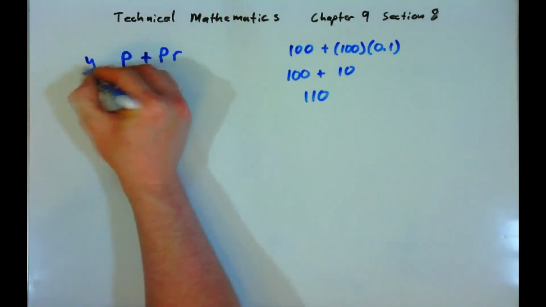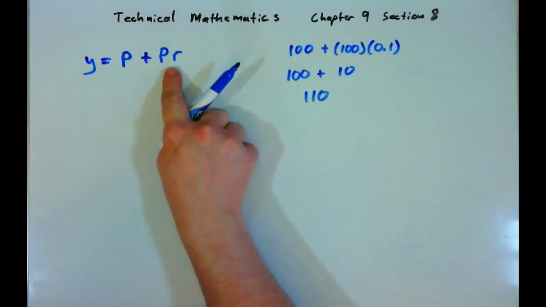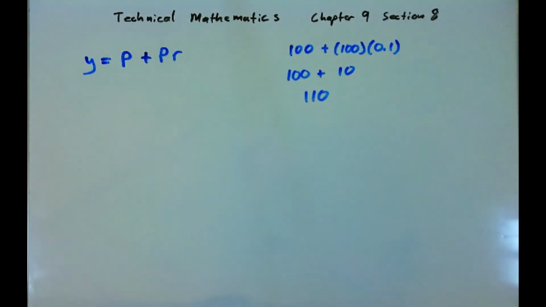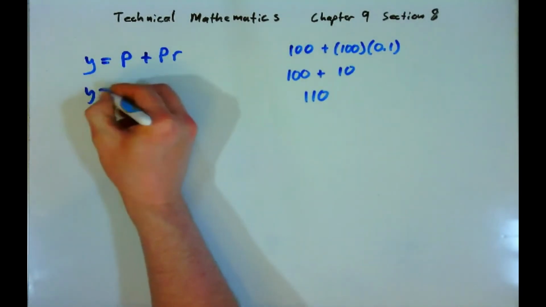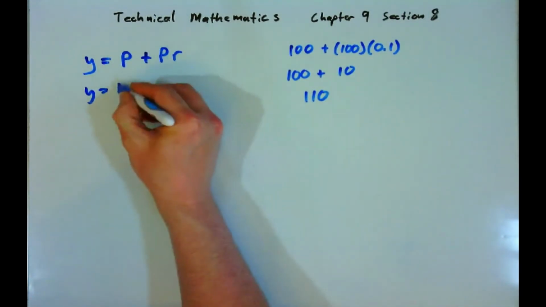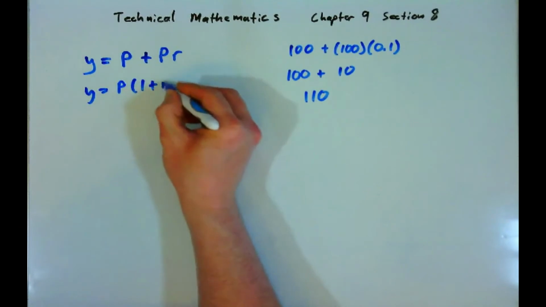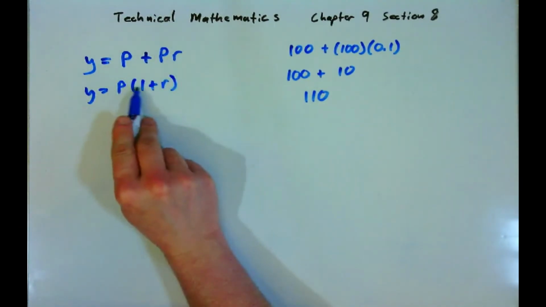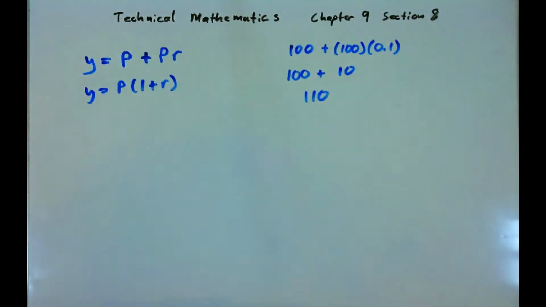So the amount of money that you have at the end of the time period will be equal to P plus P times R. And the P's in this equation factor out, and we get P times 1 plus R. And so if you redistribute the P into the parentheses, you would get P plus P times R.